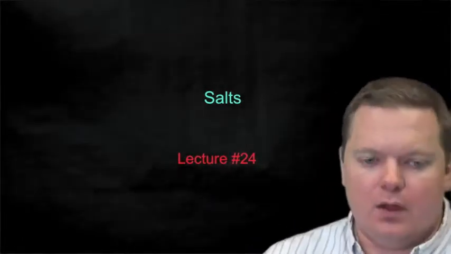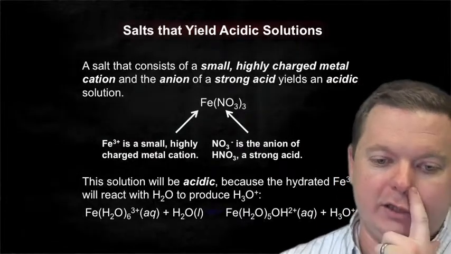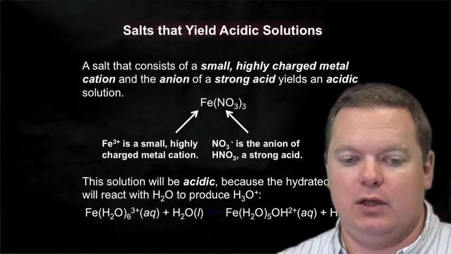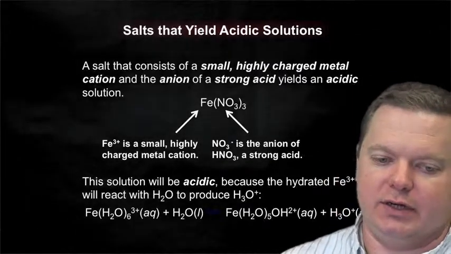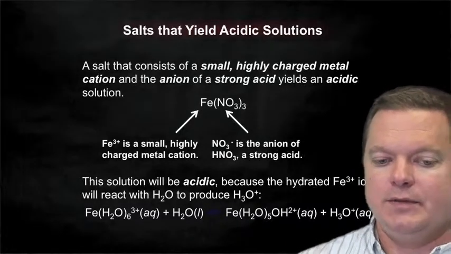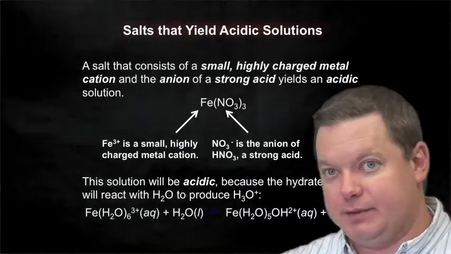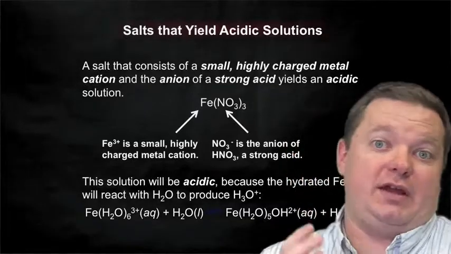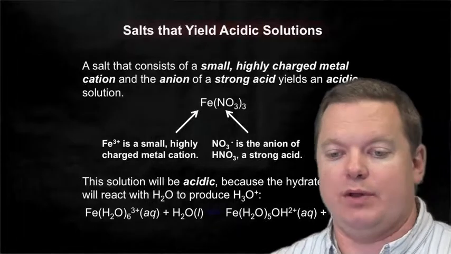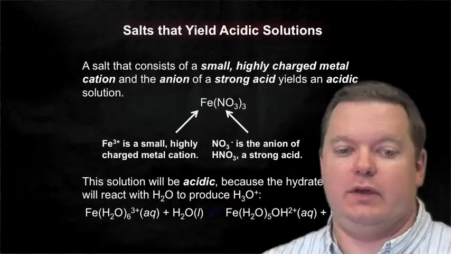Salts that yield acidic solutions are typically highly charged metal cations, and the anions of strong acids yield an acidic solution. For example, iron nitrate is going to give us an acidic solution. Or we can take a weak acid, HF. If we take sodium fluoride, because F minus is the conjugate of that weak acid, it is going to be a weak base as well.